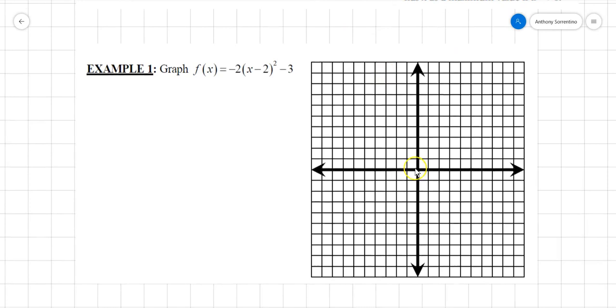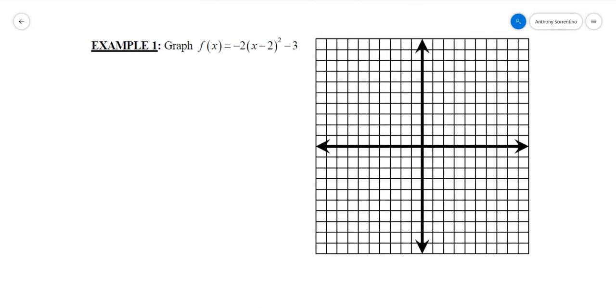Organizing my information a little bit here, I can see that this is the a value, this is the h value, this is the k value. And I want to pay attention to that format. The format is f of x equals a times x minus h squared plus k, because I want to make sure I know what the h and k values are and what a is.